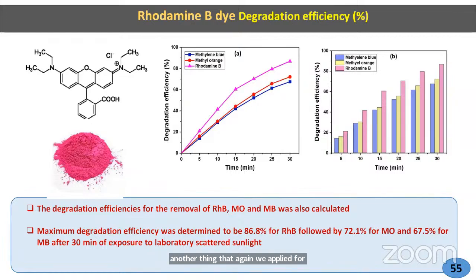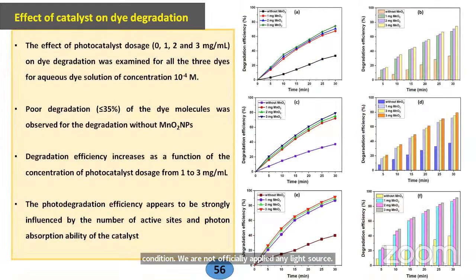It is another thing that this is not an energy intensive method. We simply followed laboratory scattered sunlight conditions. We did not artificially apply any light source to facilitate the degradation of this dye. This is one of the most important aspects of our work. The effect of photocatalyst dose on dye degradation was also examined, to see which percentage of this catalyst works best.